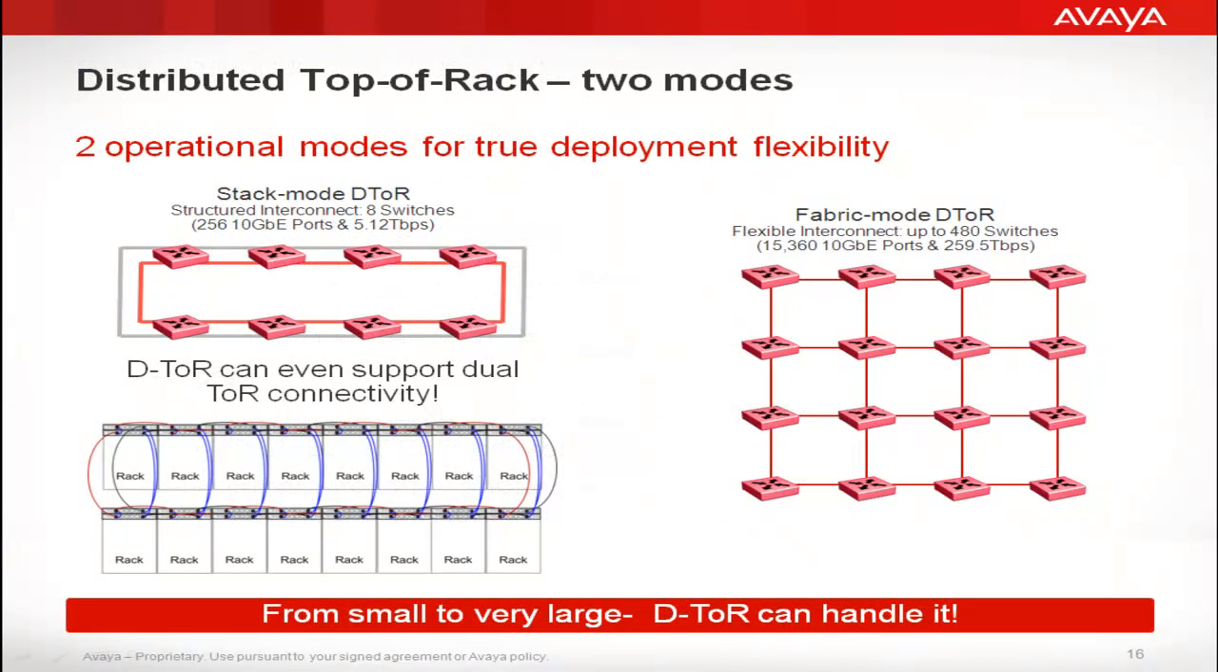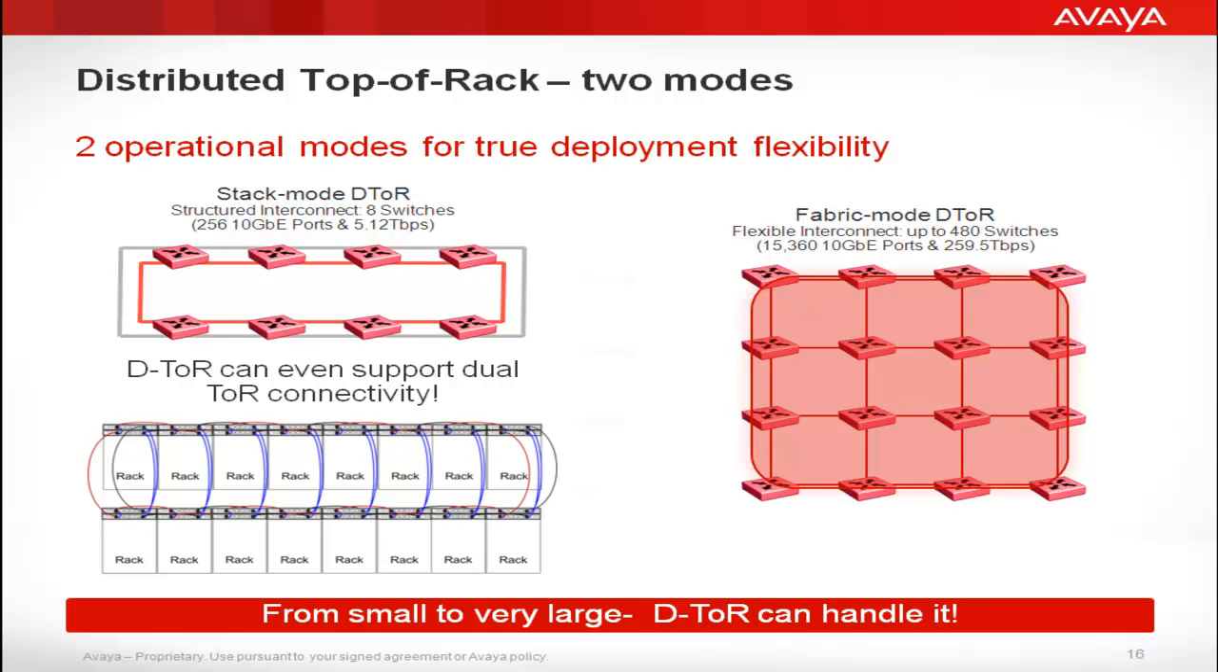Avaya's DTOR can operate in two different ways. Stack mode can connect up to 8 DTOR switches. The interconnect is 640 gigabits without losing any front ports. Additionally, dual TOR switches can be used to scale up to 16, giving a maximum east-west traffic profile of up to 10 terabits per second.